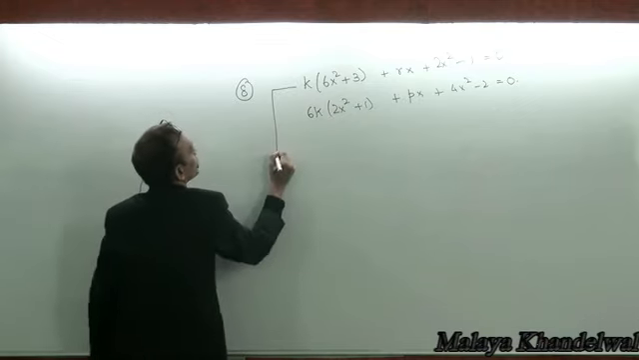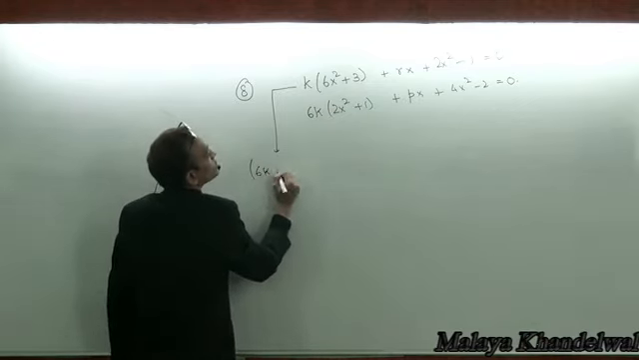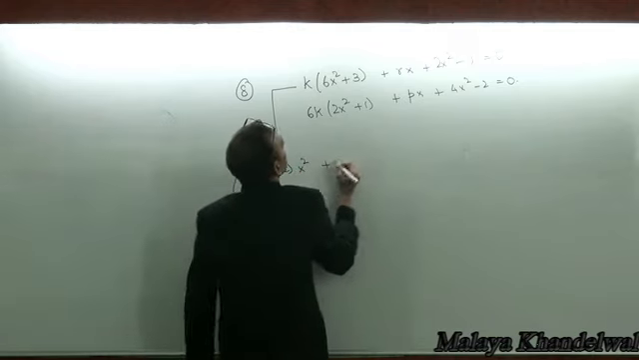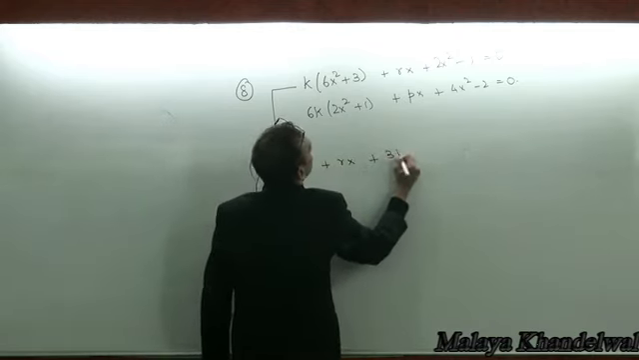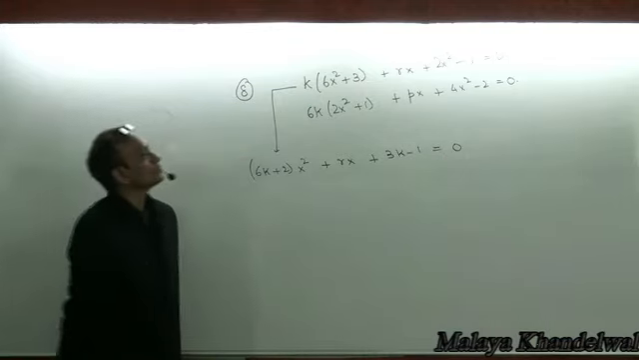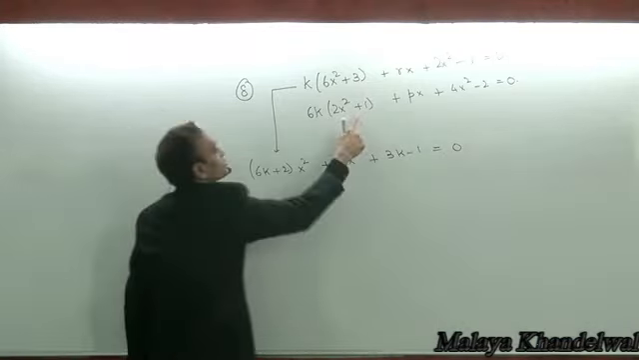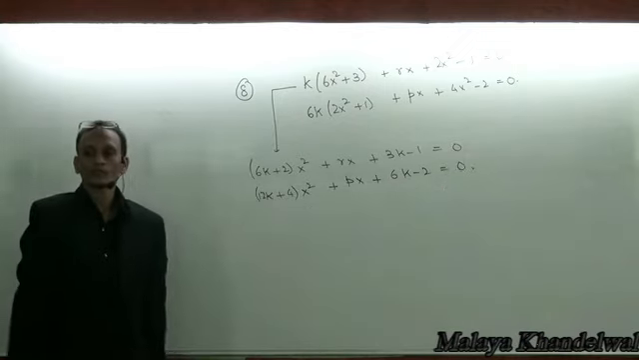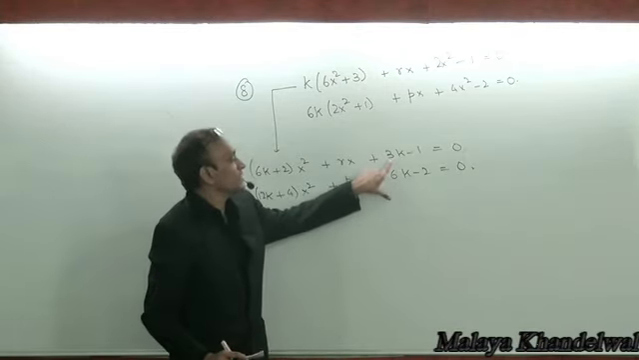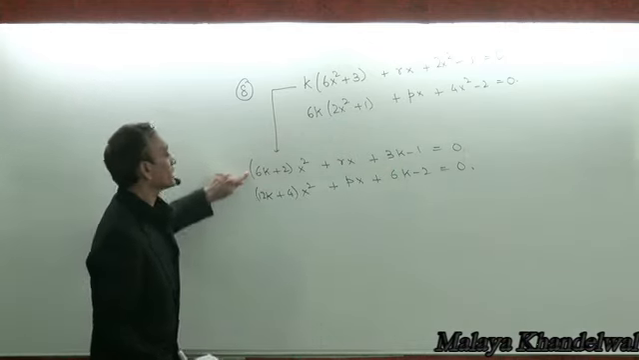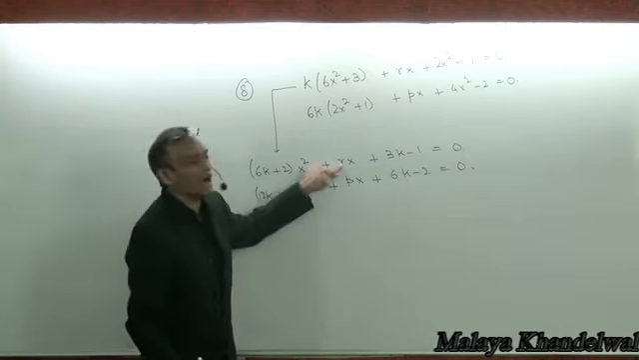Now, let me rewrite this quadratic. It's like (6k plus 2) into x squared plus rx plus (3k minus 1) equal to 0, right? This quadratic, (12k plus 4) into x squared plus px plus (6k minus 2) is 0. Very clearly, this by this you can see is 2. This by this you can see is 2, right? Therefore, p by r must be 2.